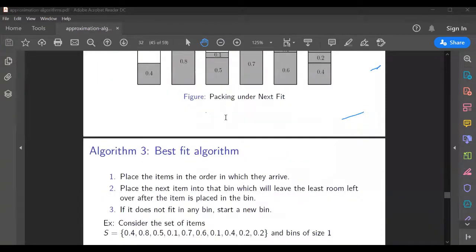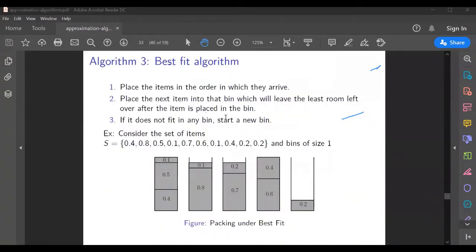The best fit algorithm. So what we do in this is place the items in the order in which they are. Place the next item into the bin which will have the least room left over after the item is placed in the bin. That means the remaining space should be as minimal as possible. If it does not fit in any bin, then start a new bin.